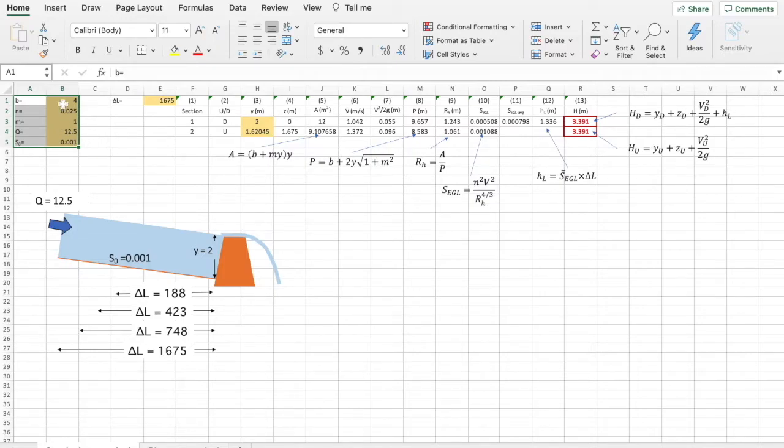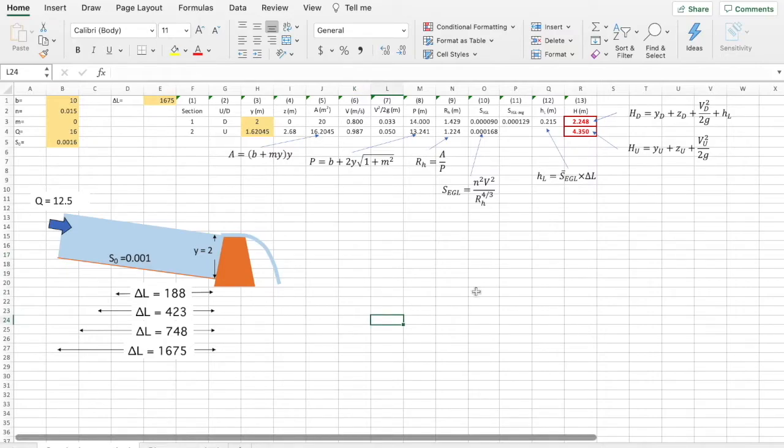So for this problem, the B, the bottom width of the channel, should equal 10 meters, and the N equals 0.015. And since this is a rectangular channel, the M, the side slope, should equal 0. And the flow rate is 16 cubic meters per second. And the slope of the channel equals 0.0016.